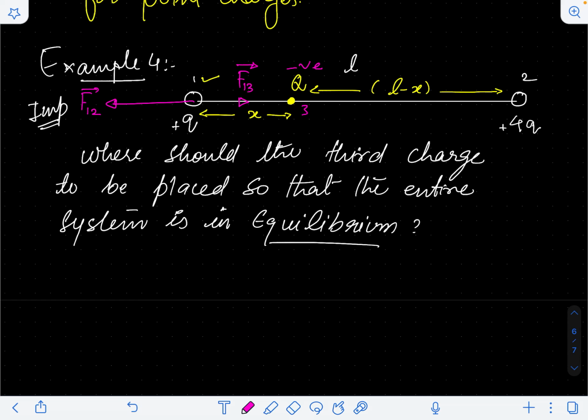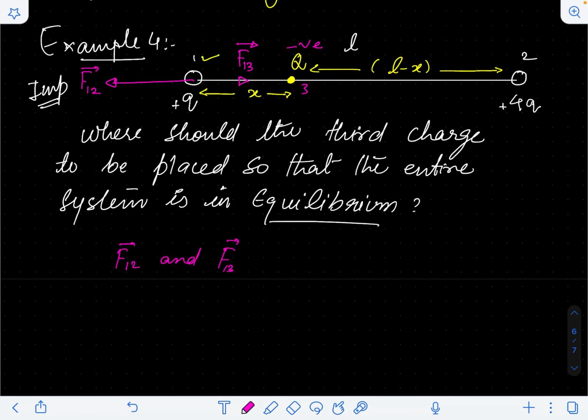Now we can see that F12 and F13 have opposite directions. So there are chances that the first charge can be in equilibrium if these forces become equal in magnitude. So for equilibrium of the first charge, we can say the total force acting on the first charge should be 0.